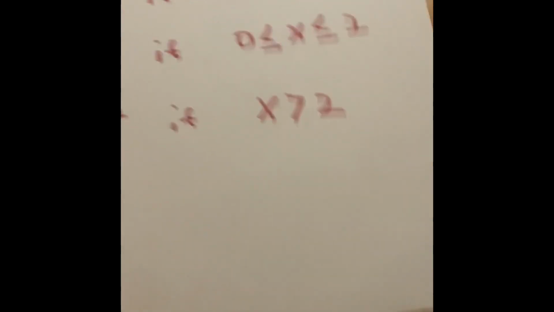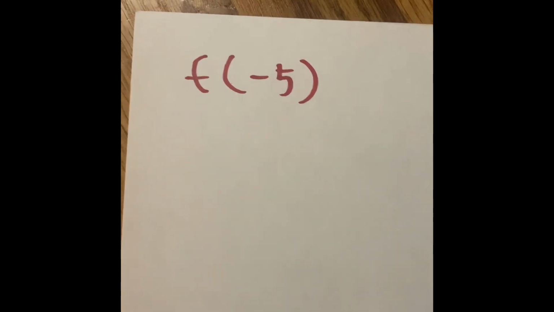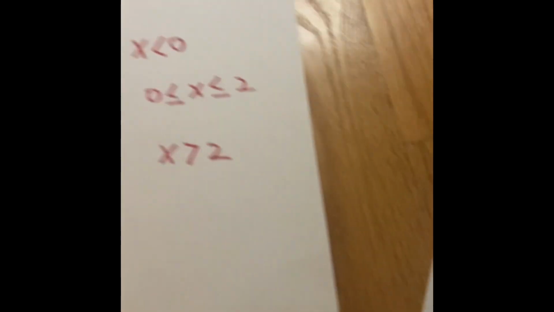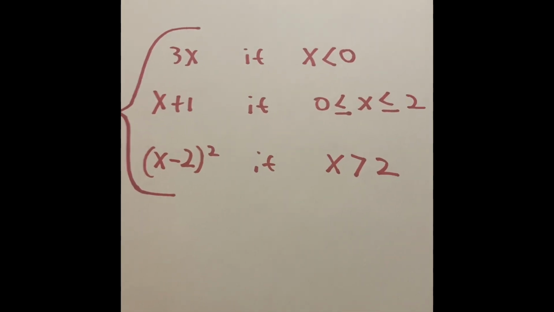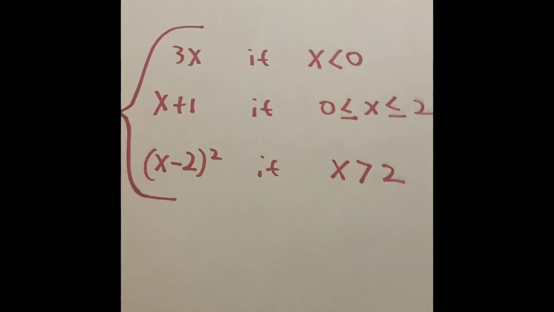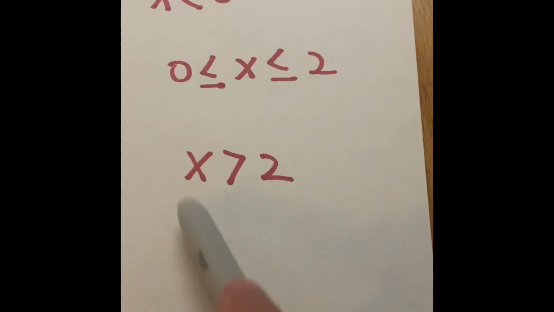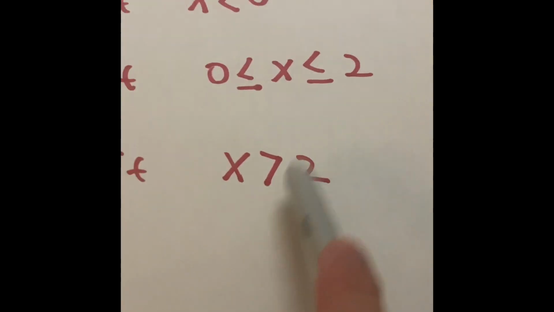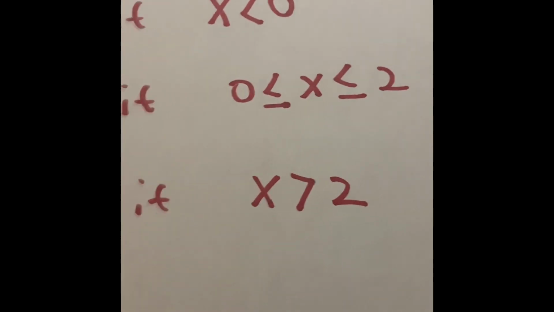So let's start doing the problems. So we have f of -5. So out of which of these scenarios or pieces, what can we do? Well, if we try to do the bottom one, x is greater than 2, and we plug in -5, it will not work.